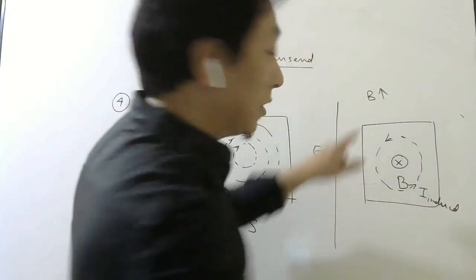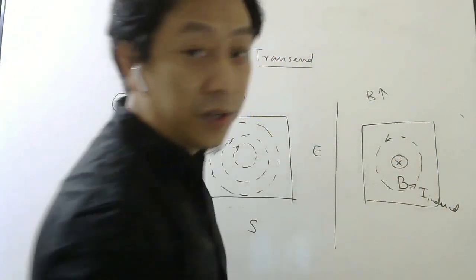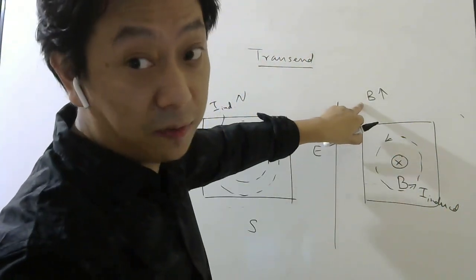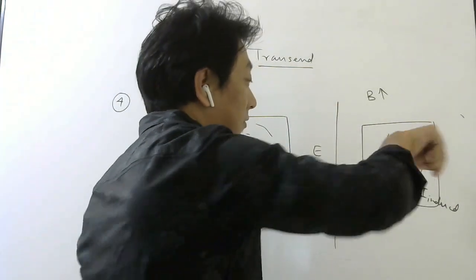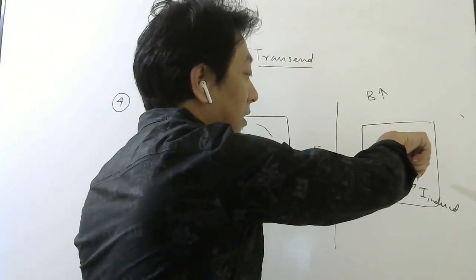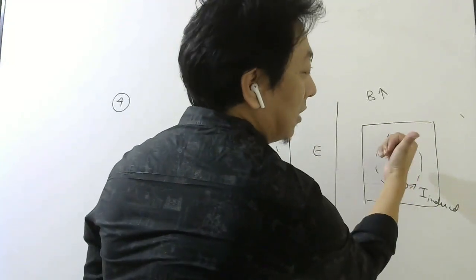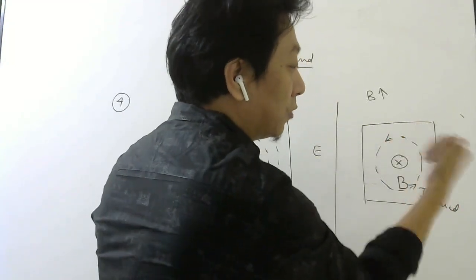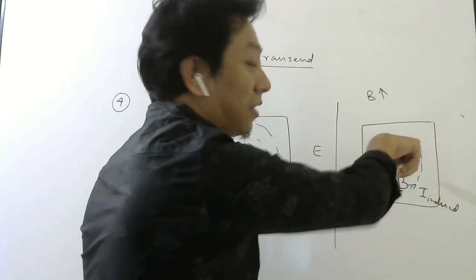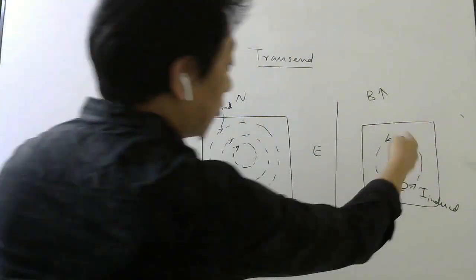Understood or not? So I assume the magnetic field is into the board. Then in the question they told us the magnetic field is increasing. So to oppose this increasing magnetic field, I should create an induced current this way so that it creates another magnetic field which will oppose it. Understood? So the induced current should flow this way.